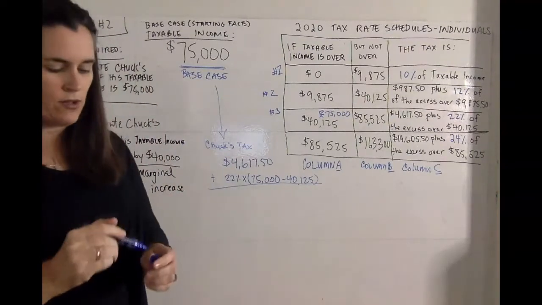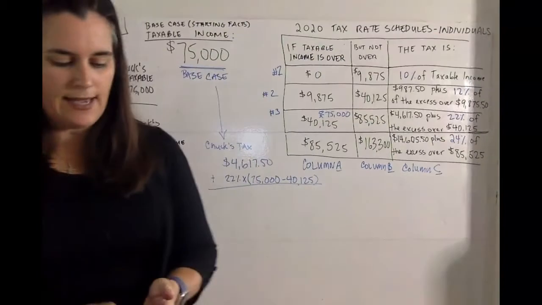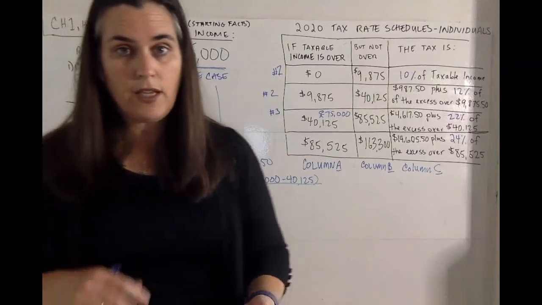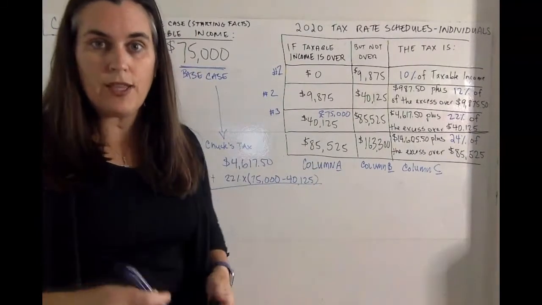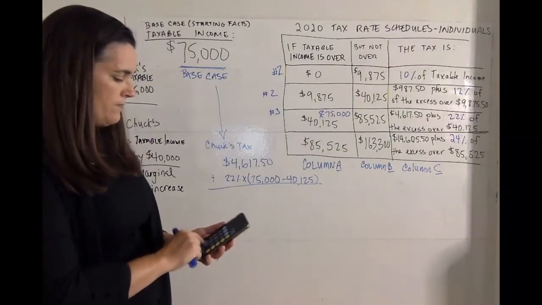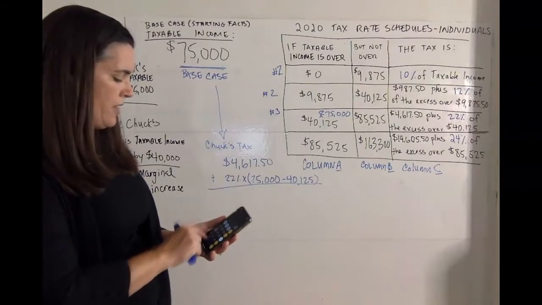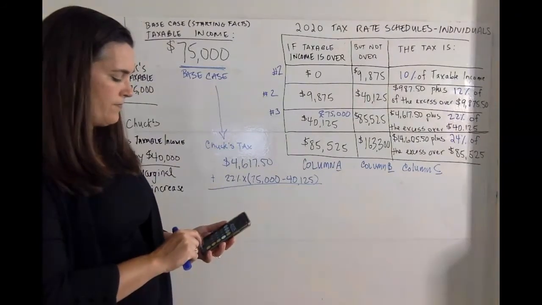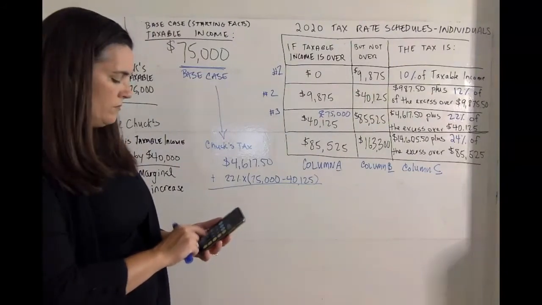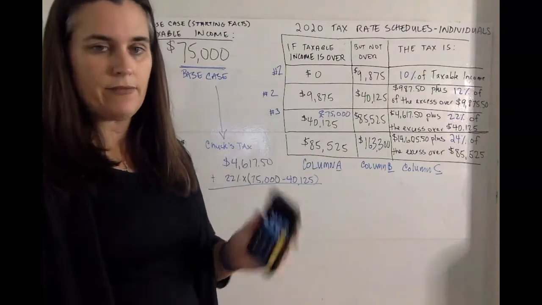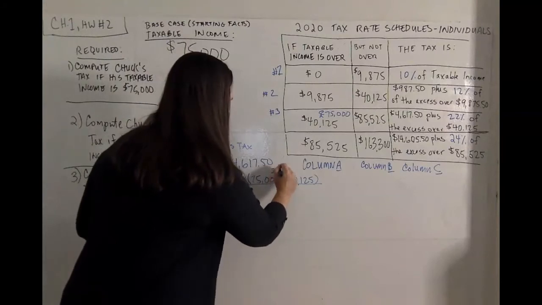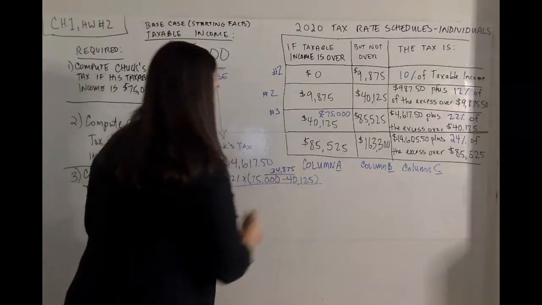So let's compute that. Now, use a calculator, okay? I have my calculator right here. I'm going to use my phone calculator, and I'm going to take the time to do it right here on the video to show you. Take your time with it and just do it. Okay, so I'm going to do $75,000 minus 40,125, and that's going to give me 34,875. Okay, so this is 34,875 right here. All right, I got that number.